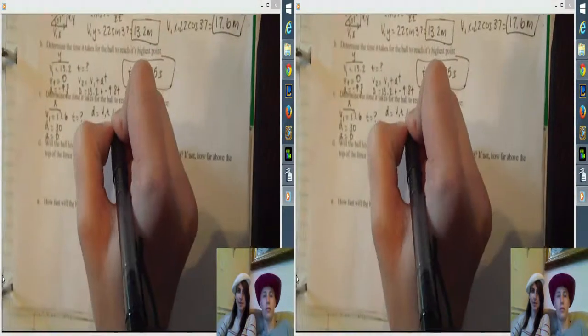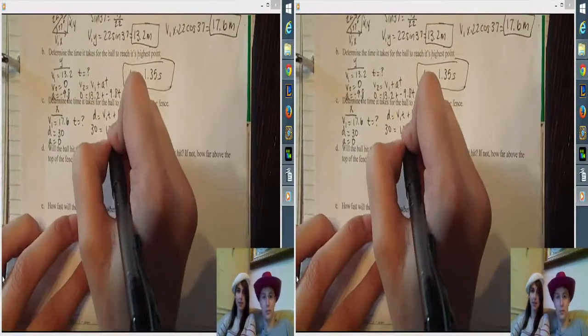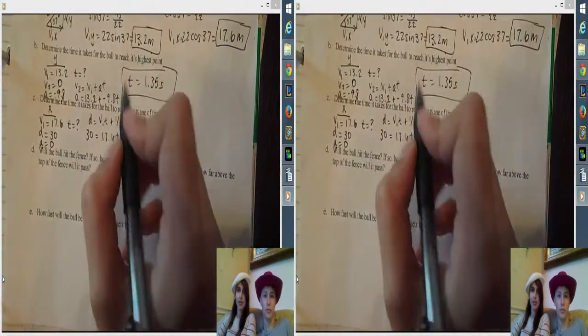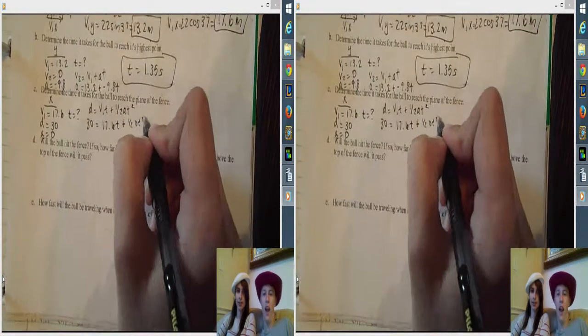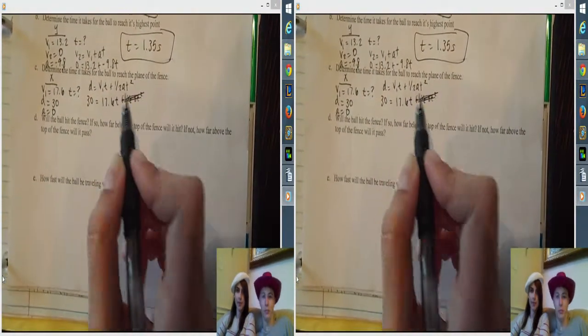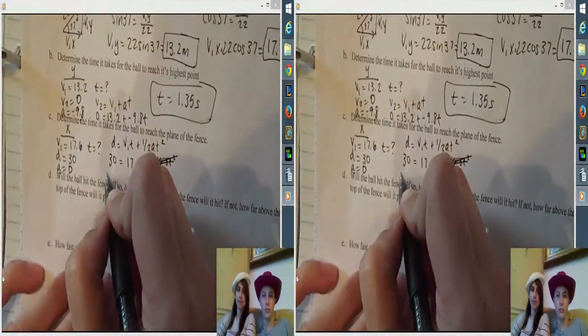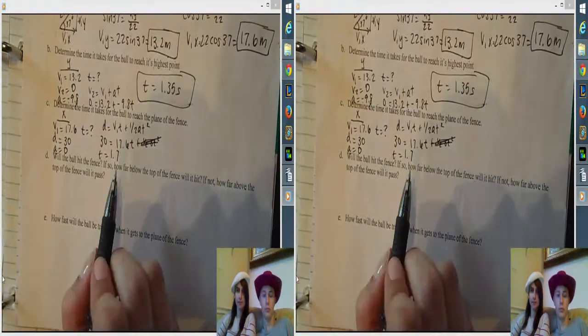is D equals V1T plus 1/2 AT squared. So now you just plug in all your stuff. So we got 30 equals 17.6 T, because we're solving for T. Acceleration is 0, so that whole thing cancels since it's 0. So we don't even need that. It's just 30 equals 17.6 T. So we solve for T, and T equals 1.7.